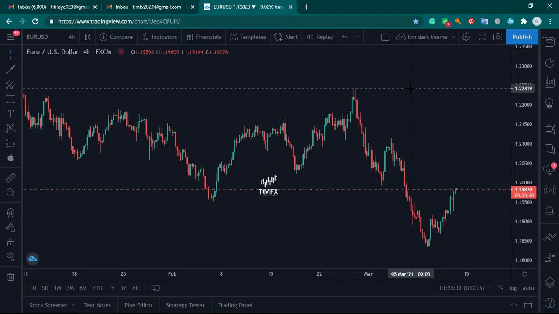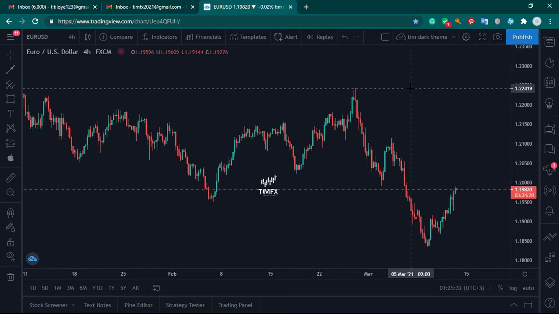Today we'll be discussing how to draw support and resistance for the EURUSD pair. I noticed that some people are finding it difficult to draw support and resistance, not only for currencies but for commodities, stocks and bonds. But today we'll only be discussing how to draw support and resistance for EURUSD.